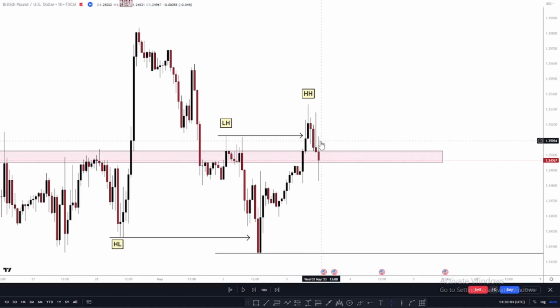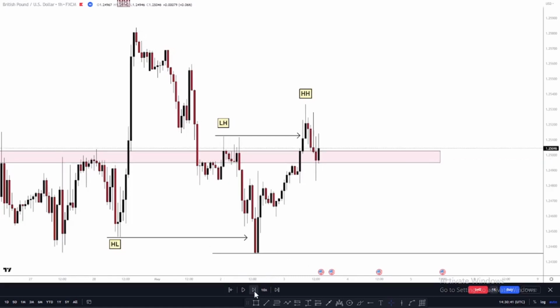So do we just enter after this rejection? No, we don't. What do we wait for? We wait for a bullish candlestick pattern. I repeat, do we just take our buys after we get a rejection? No. But then what do we wait for? A bullish candlestick confirmation. Then we go in for buys. Alright? So let's continue to see if we get a bullish candlestick confirmation.